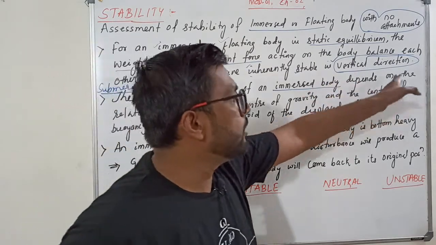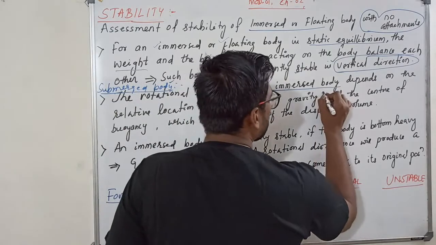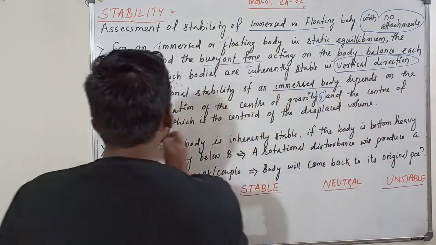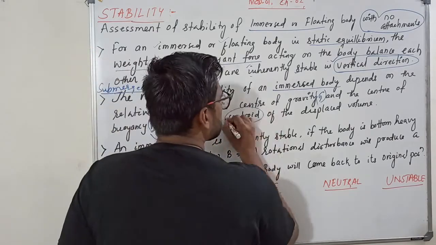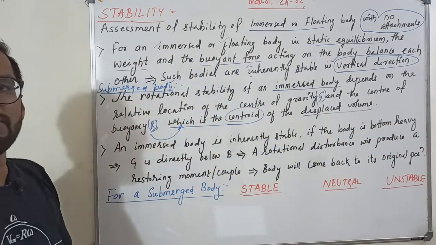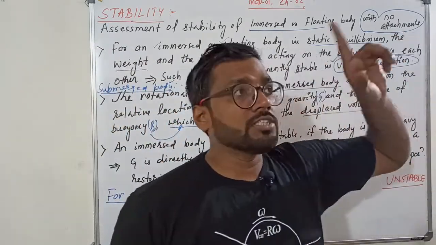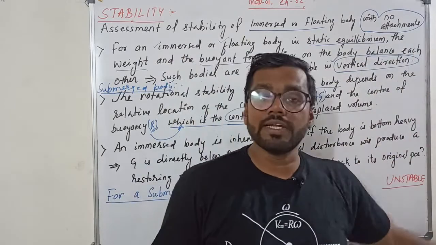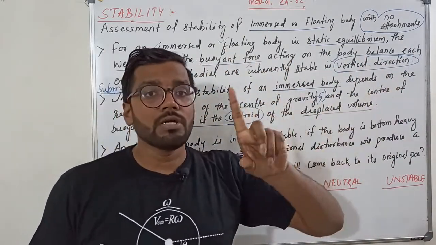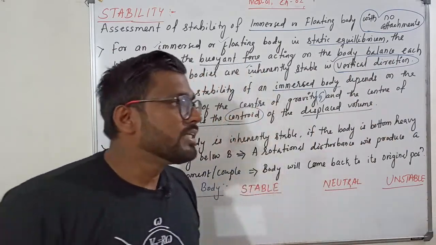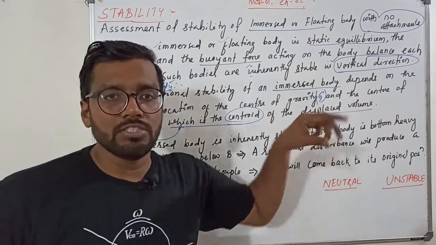Stability of an immersed or submerged body depends on the relative location of what? Center of gravity G and the center of buoyancy B. What is center of buoyancy? It is the centroid of the displaced volume. Already we have studied this in previous classes. Buoyancy and flotation by Average classes, you'll get it. Pressure diagram by Average classes, search in the YouTube search bar, you'll get it. Similarly, curved surface by Average classes, plane surface by Average classes, you will get it.